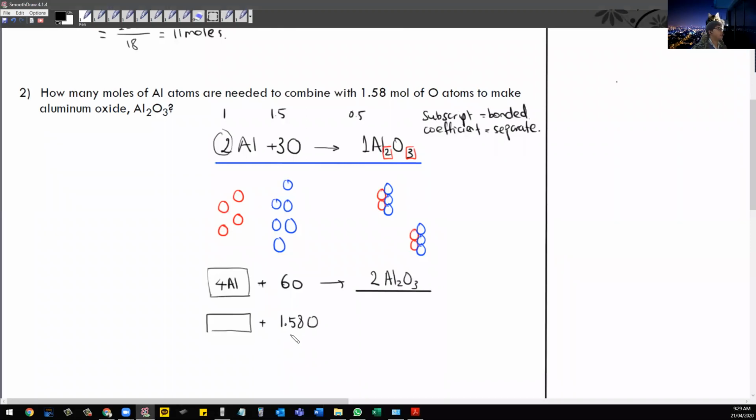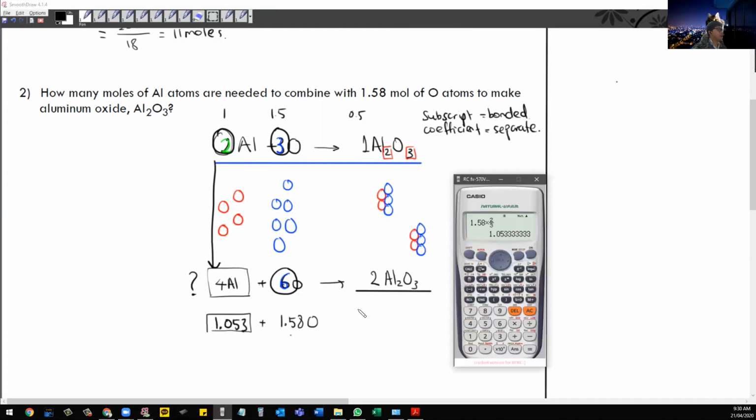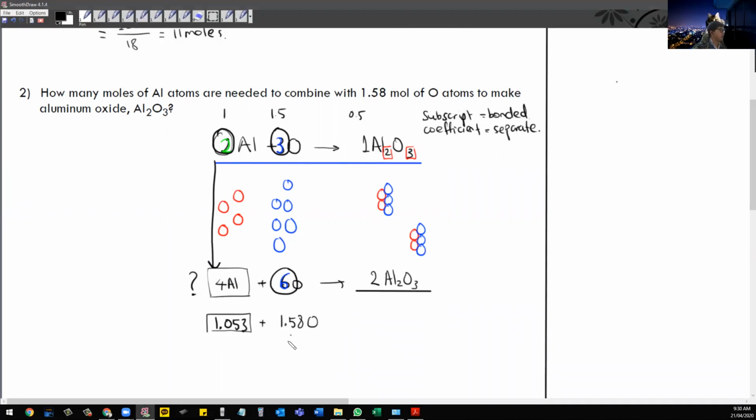So the trick is, you got to divide. So you see how if I divide 6 by 3, what do I get? I get 2, right? And then times by 2 over here, then I get 4. So if you're wondering about this one, you divide this one by this one and then times by this one, then you get this one. Okay? So that's equal to 1.053. So was that right? 1.053 moles of aluminium.